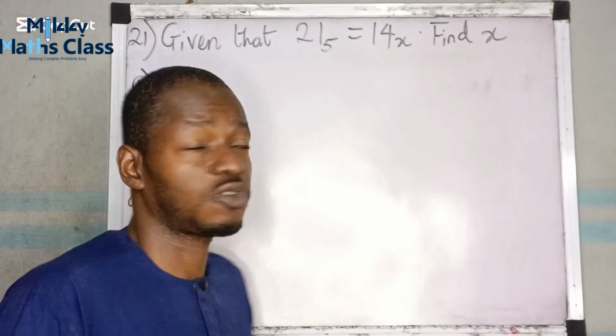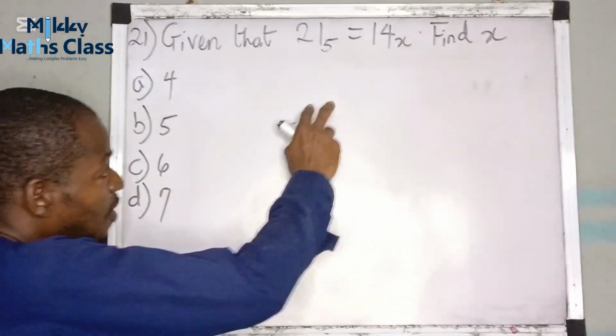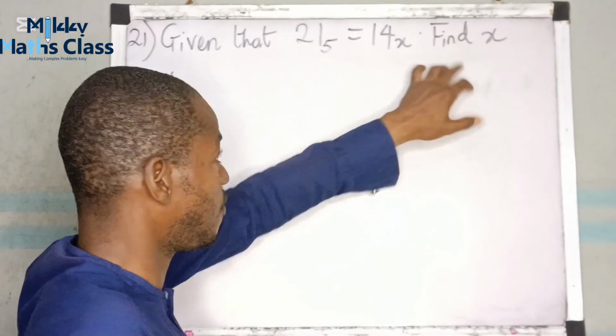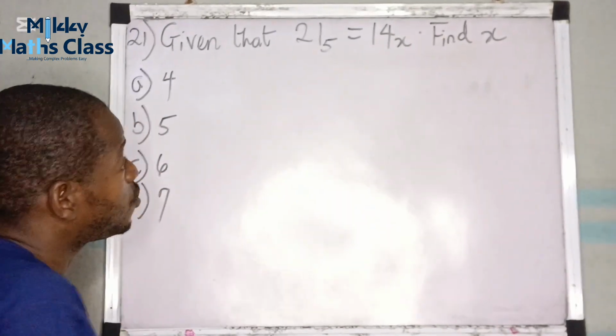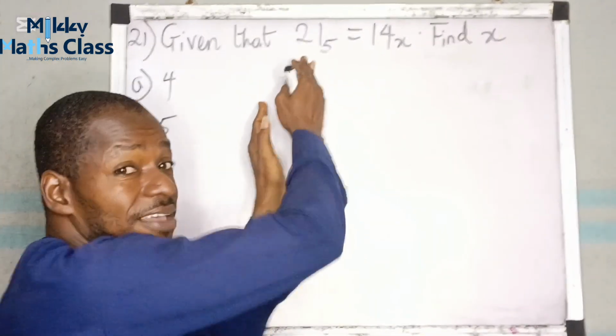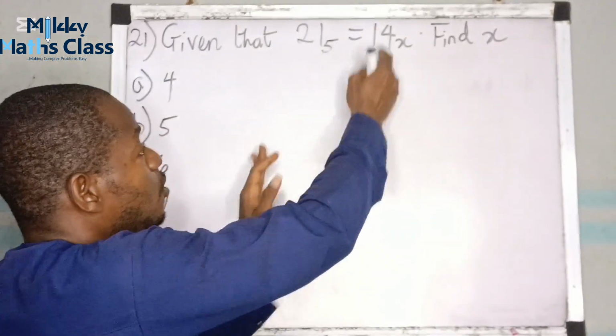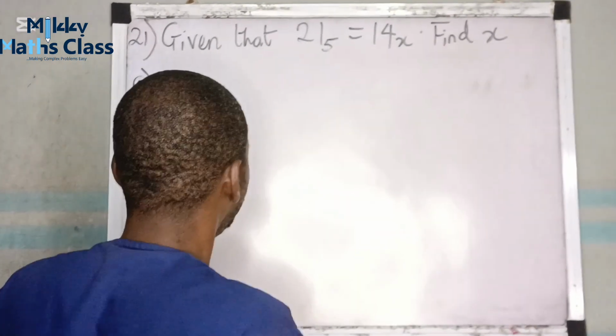All right, let's look at question 21. It says that given that 21 base 5 is equal to 14 base x, find x. The first thing is, let's convert what is on the left-hand side to base 10 and what is on the right-hand side to base 10. How do we do that?